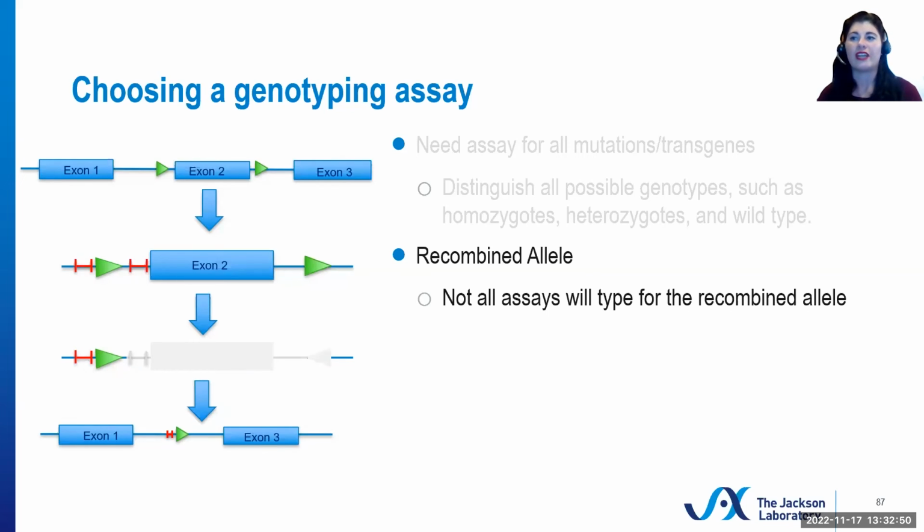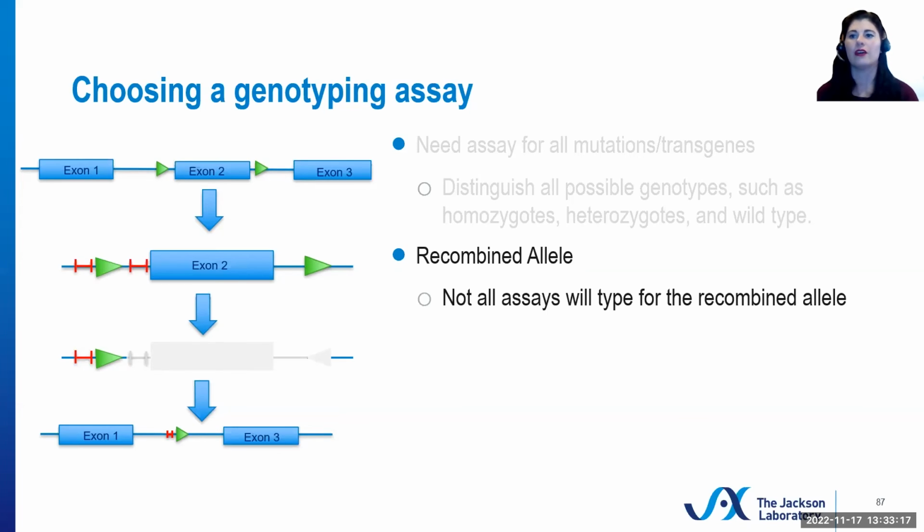Frequently, in conditional ready strains, such as LoxP flanked or FRT flanked strains, once the recombination has occurred, your assay might not be able to distinguish the recombined allele. It is important to verify that your primers will distinguish the recombined allele. In the figure on the left, you can see an example of a LoxP flanked allele. The green triangles signify the LoxP sites. This example shows that exon 2 of this allele is floxed.